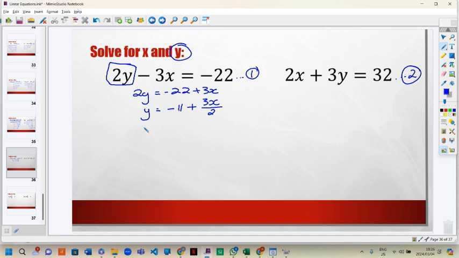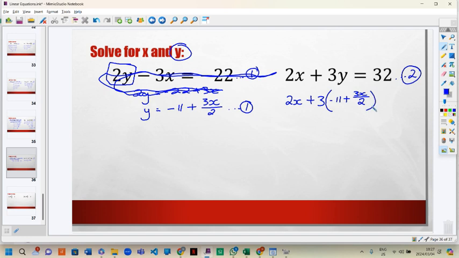Now I know what y is. What must I do? It's my new equation 1. I know what y is, so I'm going to now substitute into equation 2. So 2x is going to stay the same, plus 3 times whatever y is. So y is negative 11 plus 3x over 2, equals 32.